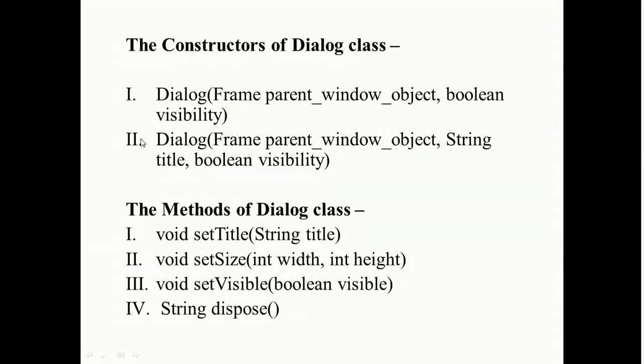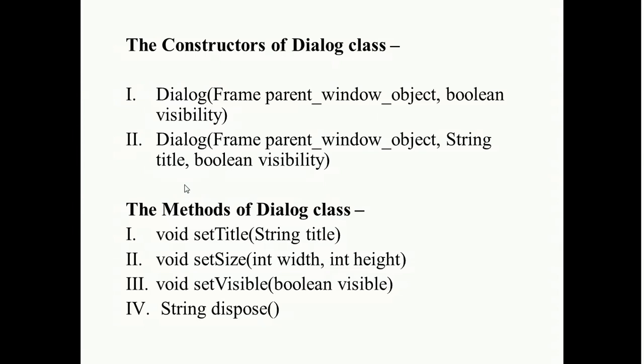Now next, see the methods of the dialog box. There are four methods. The first method is void setTitle(String title). The setTitle method is used to set the title of the dialog box. The second method is void setSize with parameters int width and int height. The setSize method is used to set the size of the dialog box, meaning the height and width of the dialog box are set by using the setSize method.